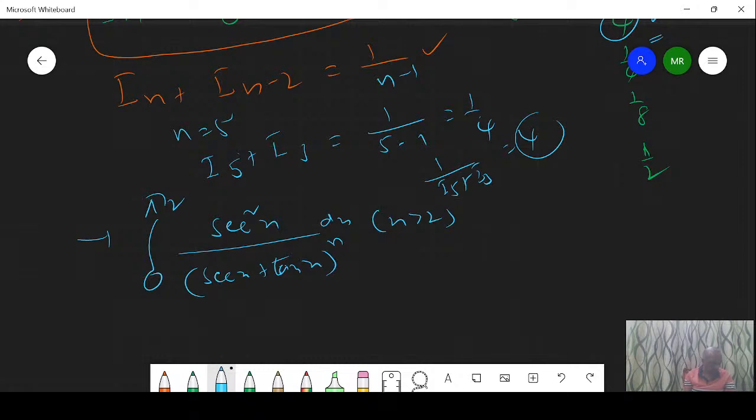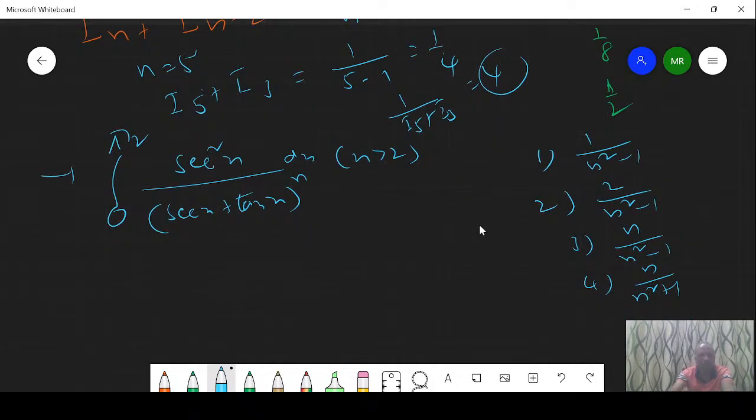The integral from 0 to pi by 2, secant x plus tan x whole power n, because they have given n greater than 2. What are our answers? First option, they have given 1 by n square minus 1. Second option, 2 by n square minus 1. Third option, n by n square minus 1. And fourth option, n by n square plus 1. They have given 4 options, with n greater than 2.